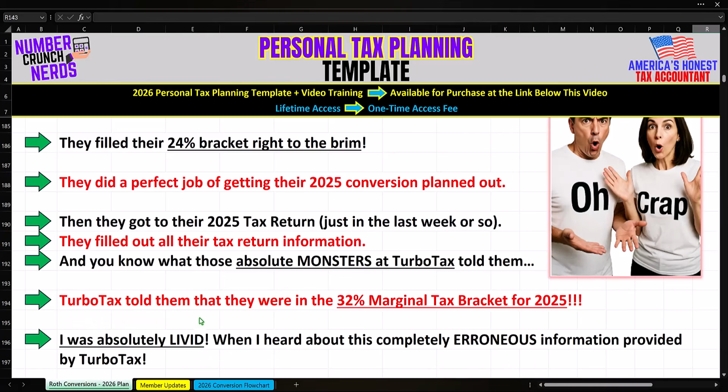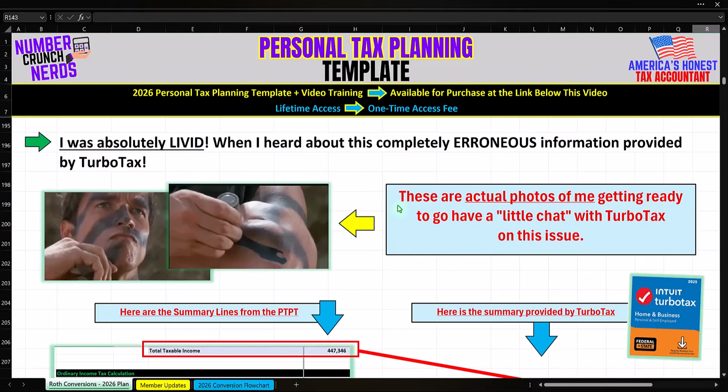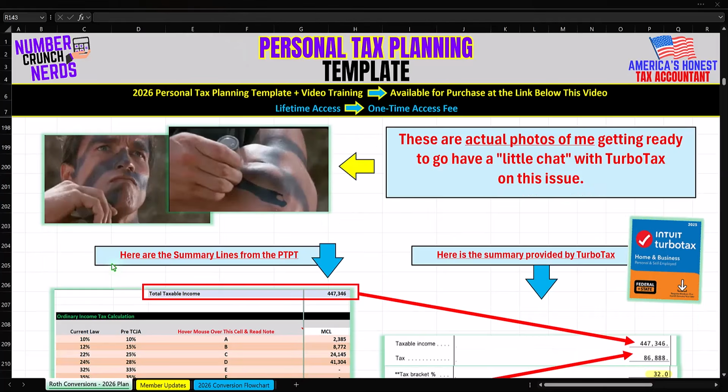TurboTax told them that they were in the 32% marginal tax bracket for 2025. I was absolutely livid when I heard about this completely erroneous information provided to this person by TurboTax. I was in fact so livid that these over here are actual photos of me getting ready to go have a little chat with TurboTax on this particular issue. Okay, let's break it down.